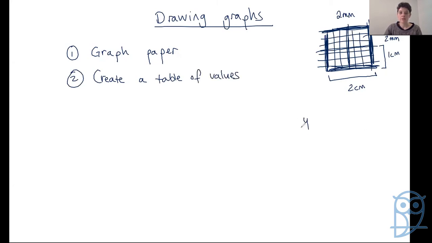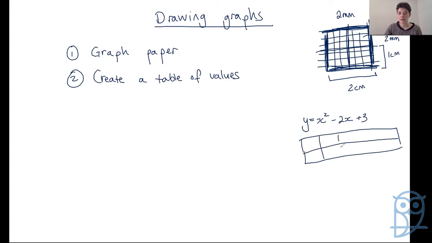So you would have y equals x squared minus 2x plus 3. And then you would say, okay, there's my table with a ruler, darlings. You would have x and you would have y. And you say, I'm going to draw minus 2, minus 1, 0, 1, 2, or whatever the question tells you. You know, there's going to be guidance on all of these sorts of things. So then you would plug in your x value, calculate all your y values.